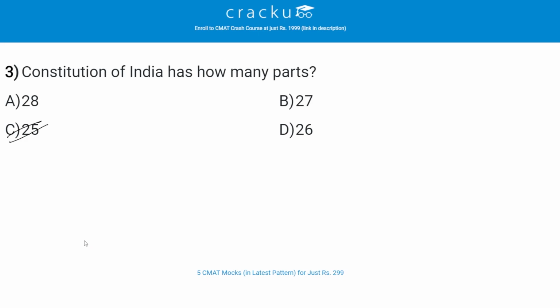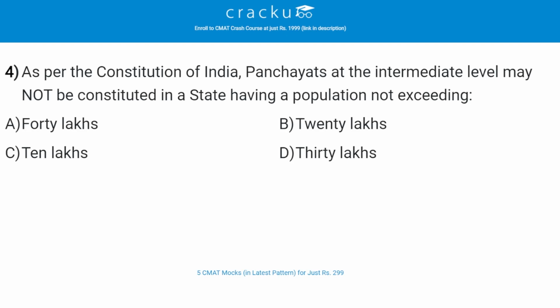Okay, so how many times it is amended? It's amended 104 times and the last amendment was effective on 25th January 2020. Let's check the next question. As per the Constitution of India, Panchayats at the intermediate level may not be constituted in a state having a population not exceeding. The correct answer is B, 20 lakh.